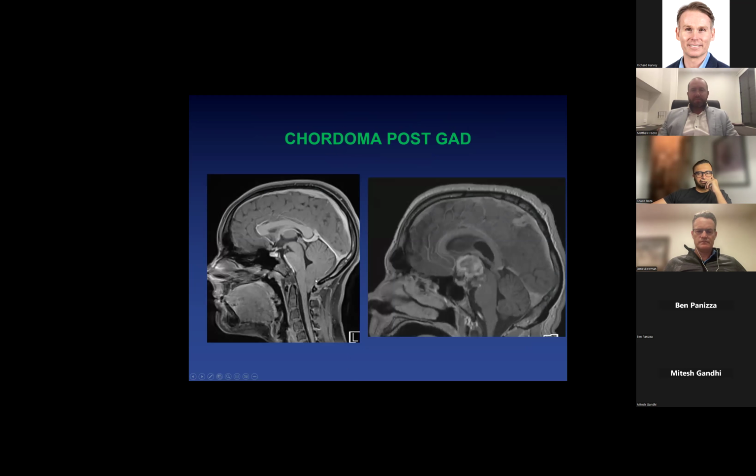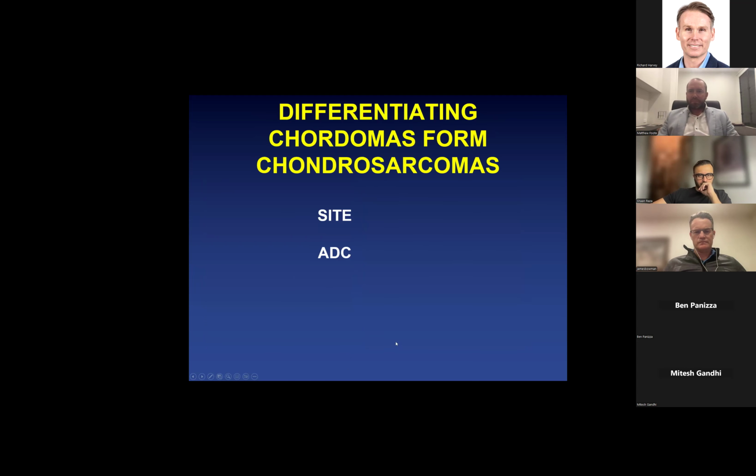And chordomas tend to enhance variably. So the lesion at the lower end of the clivus doesn't enhance much, but the mass at the top arising from the dorsum sellae, there's quite a bit of enhancement. So how do we differentiate chordomas from chondrosarcomas using MRI and CT? So one of the things is site, but theoretically chondrosarcomas can also occur in the midline. But probably an important thing is the ADC.